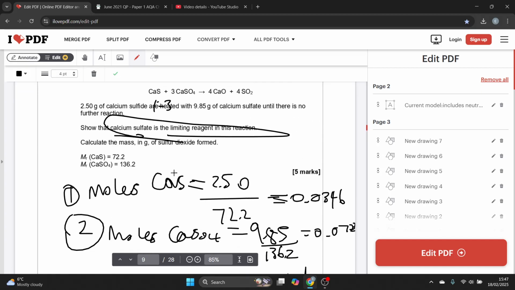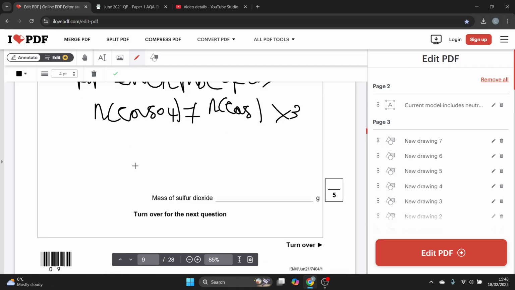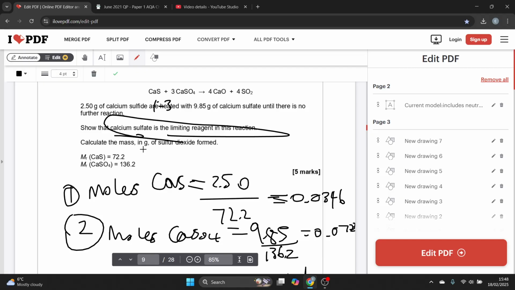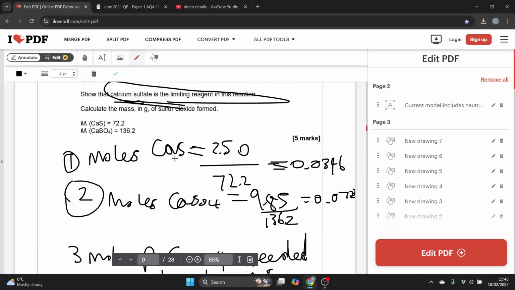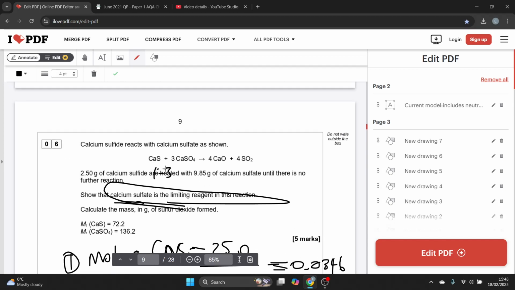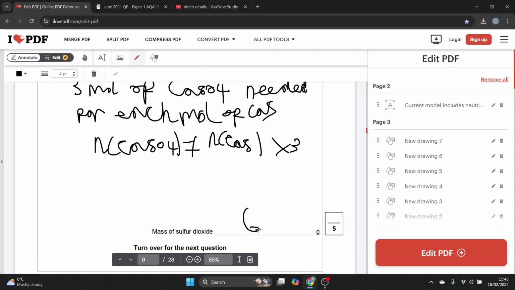Calculate the mass in grams of sulfur dioxide formed. Well, why would I show that it is the limiting reagent and then calculate the mass? So I'm going to use these moles. The number of moles of calcium sulfate, 0.0723, I like to do this: divided by 3, times by 4, and then moles is mass over MR, so mass is the moles times the MR of sulfur dioxide, which is 32.1 plus 16 plus 16, and I get 6.18.